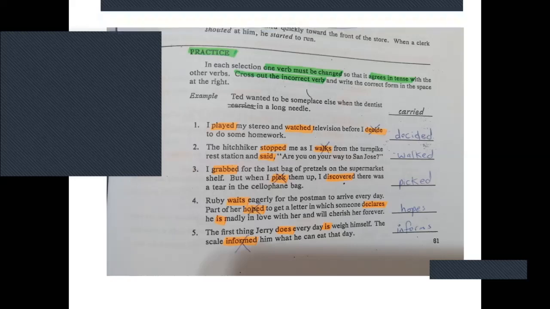Number 3, I grabbed for the last bag of pretzels. You know what are the pretzels? Like هيك salty biscuits.